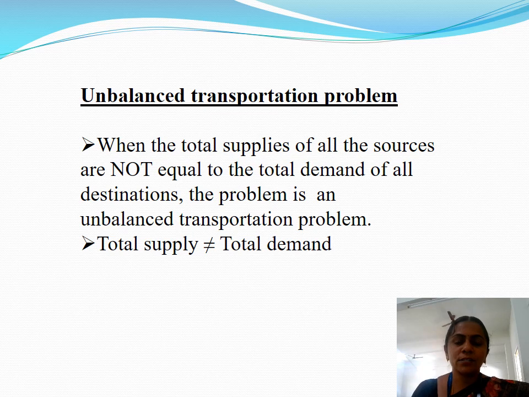Next is the unbalanced transportation problem. Here the total supply of all the sources is not equal to the total demand of all destinations. Then the problem is said to be an unbalanced transportation problem. That means if the total supply is not equal to the total demand, the transportation problem is said to be unbalanced.